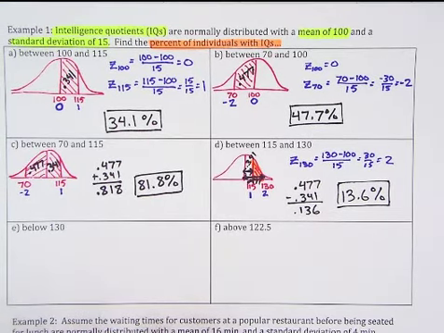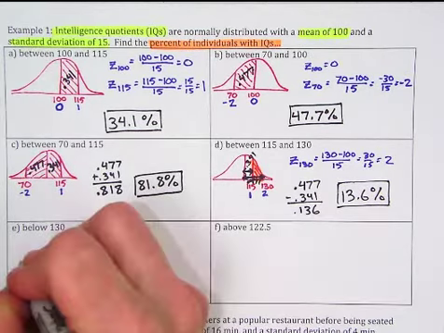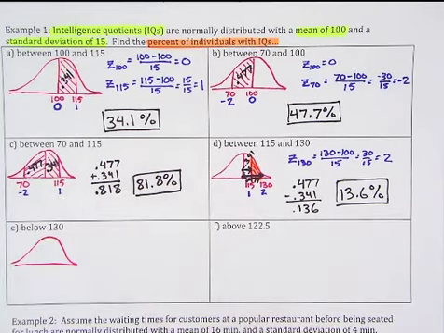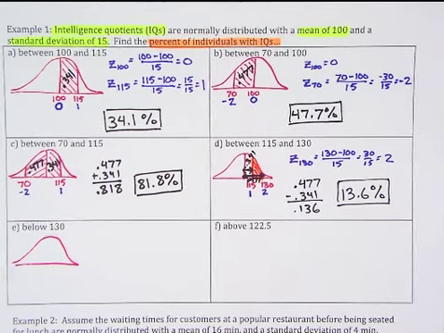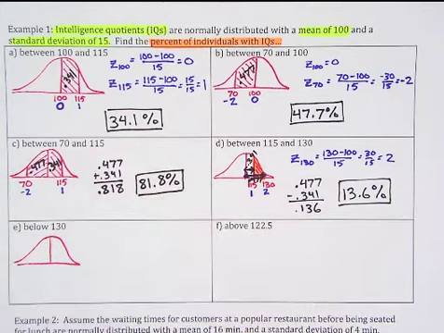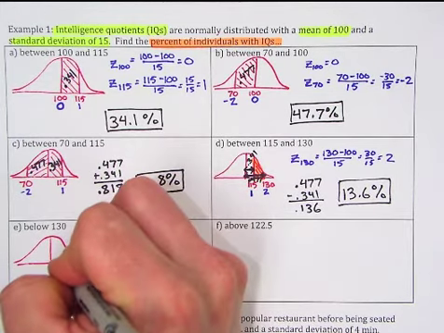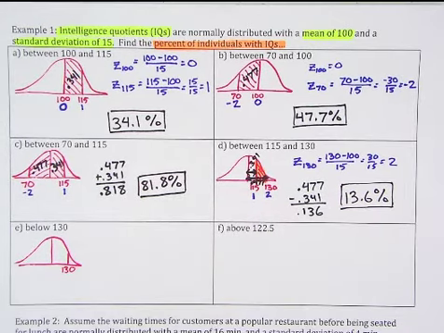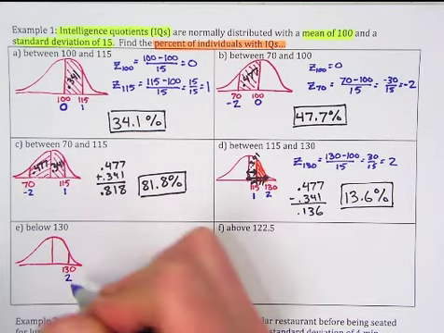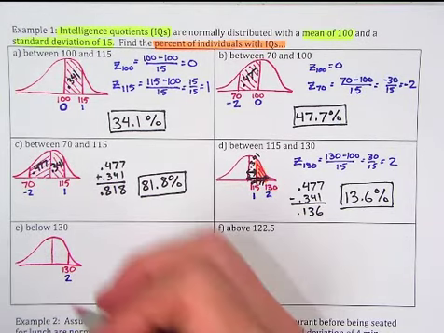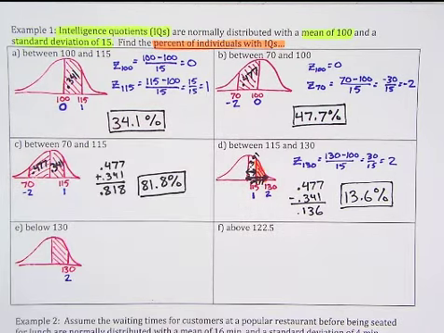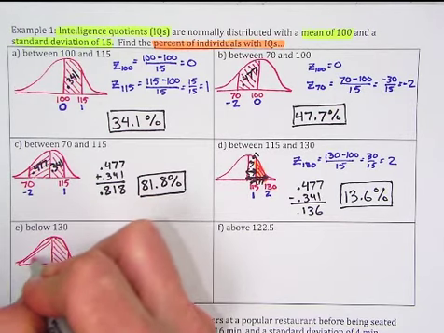For our next example, it's below 130. So we have our normal distribution curve, and 130 is somewhere out here. And we actually already found its z-score was 2. So we're going to put that right in there. And we want below 130. So that means everything to the left of 130. So we're going to take this section as well as this section.